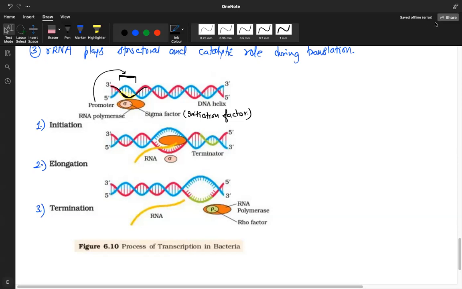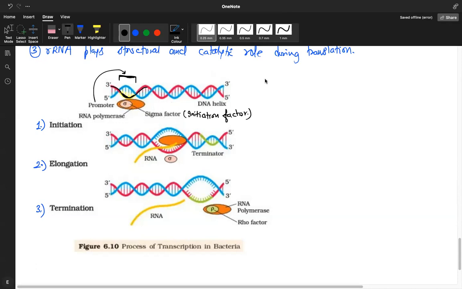Once RNA polymerase is bound to the DNA, the sigma factor is released. Once the sigma factor is released, initiation is done, and all that RNA polymerase has to do is keep moving and keep synthesizing RNA. So, is initiation clear to you?